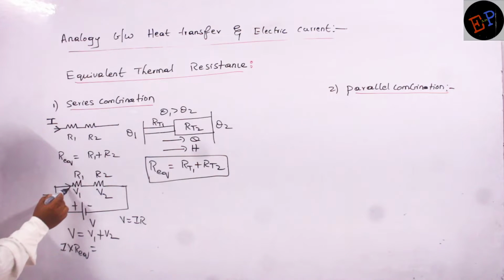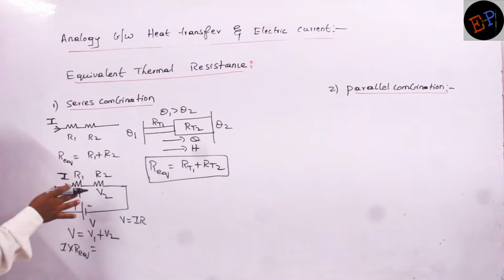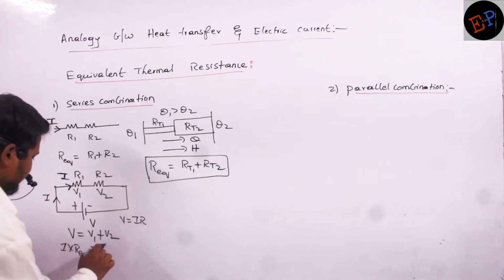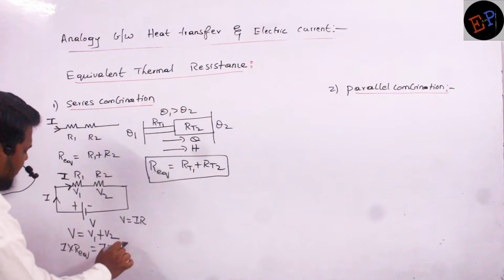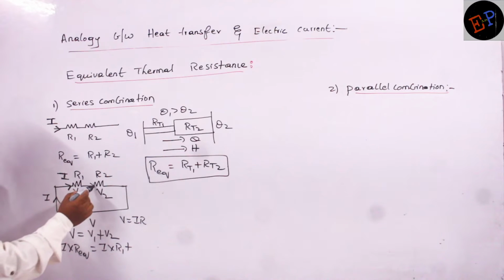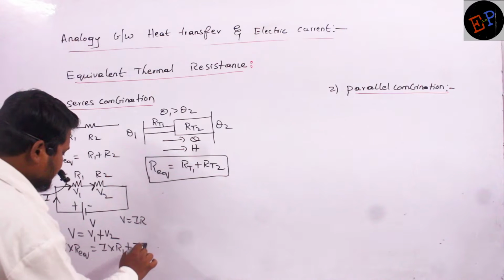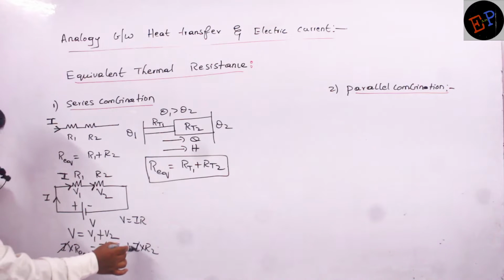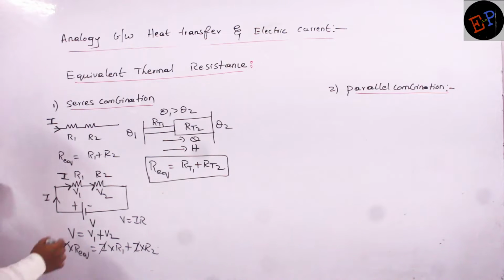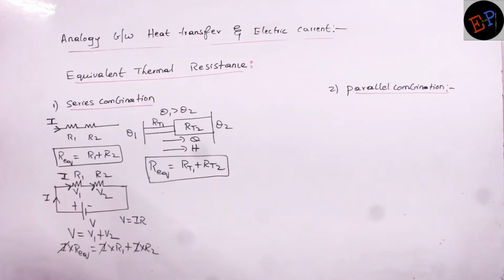What is the current flowing through this resistor? Same current will flow, no? Because there are no branches, there is no scope for dividing, same current should flow. So therefore V1 can be written as I into, and what is the resistance of this resistor? R1. Clear, no? Similarly, same current should flow through second resistor also, no? So current flowing is I, resistance is R2. I is common, so you cancel them, I and I. Then what is the value I am left with? I am left with the same relation, no? R equivalent is equals to R1 plus R2.